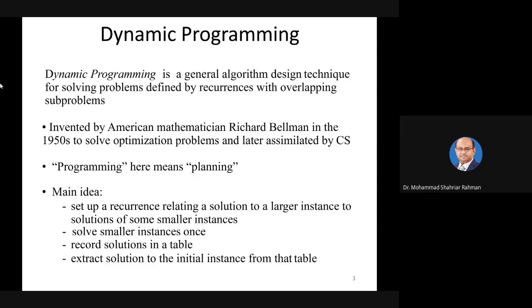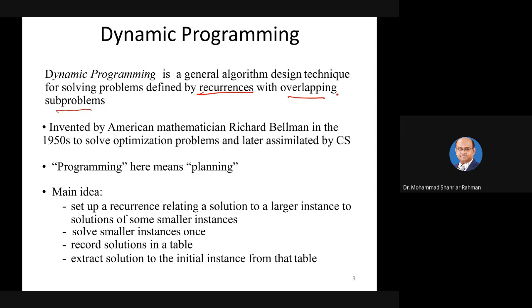So dynamic programming is a design technique for solving problems defined by recurrences with overlapping subproblems. So we have some terminologies here. Recurrences, we're all familiar with it. And then overlapping subproblems. Probably this is the new term. We'll soon look into it.